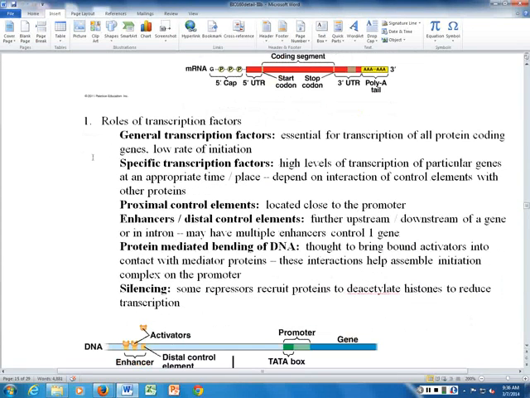So the transcription factors, those proteins that need to bind on for transcription to occur, we have several different kinds. You have general and specific transcription factors. General ones are essential for transcription of all protein coding genes. They have a low rate of initiation, whereas specific transcription factors are set for a particular time or place, and so they're going to have a more limited interaction for control.